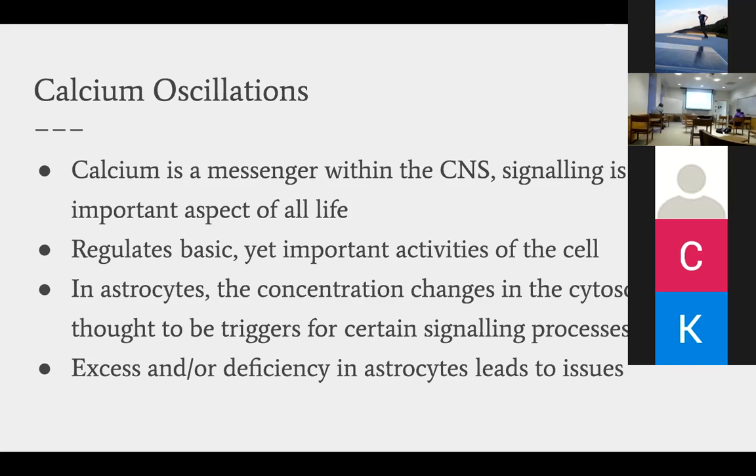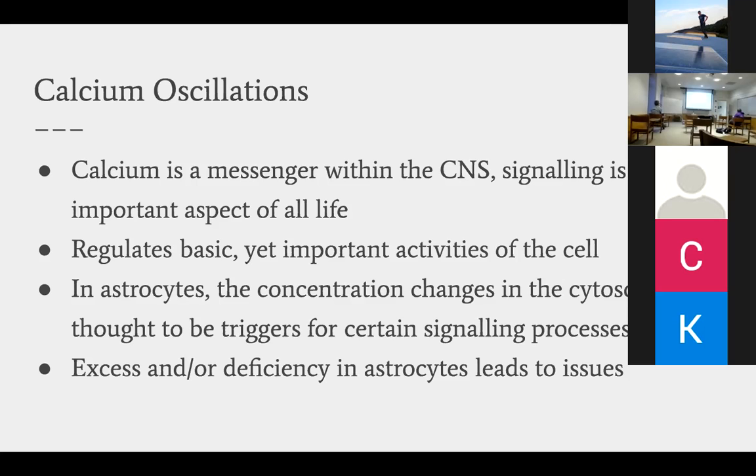One thing that we'll be modeling is called calcium oscillations. Calcium is a very important messenger within our nervous system, and that signaling is all life. We need it, everyone needs it. It regulates basic activities of the cell, and they're important.